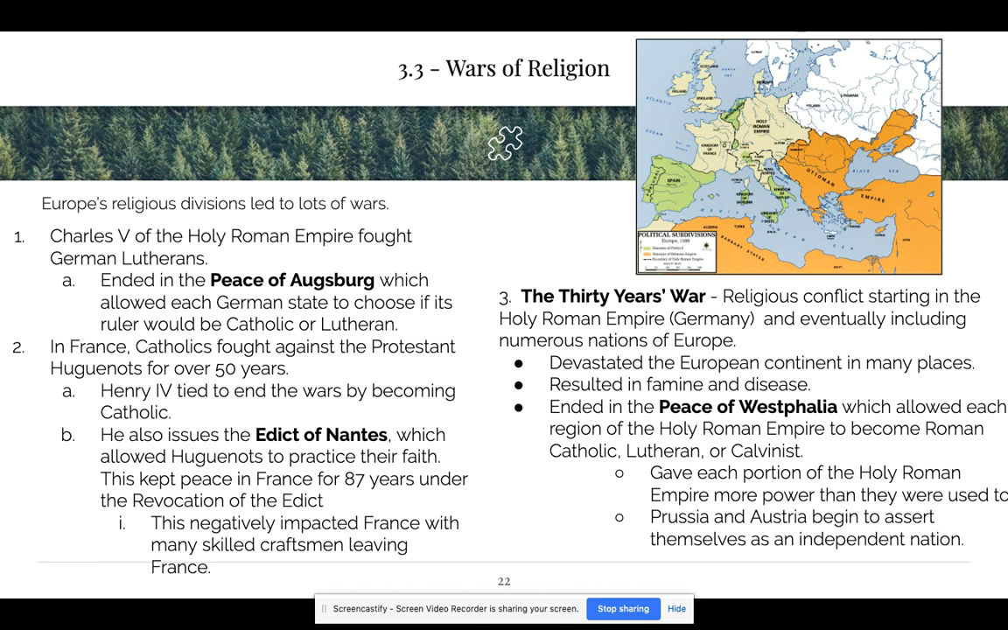So Charles V of the Holy Roman Empire eventually, or before he abdicates, tries to fight these pesky German Lutherans. It ended in the Peace of Augsburg, which allowed every German state to choose if the ruler would be Catholic or Lutheran. So he loses some ground there, and he's not happy about it. In France, Catholics fought the Protestants, the Huguenots, which were a Protestant branch, for over 50 years. Long time.